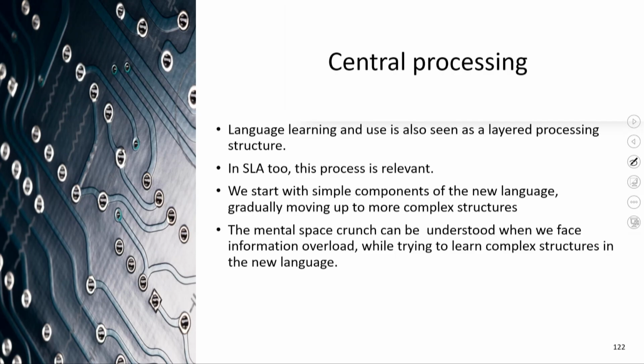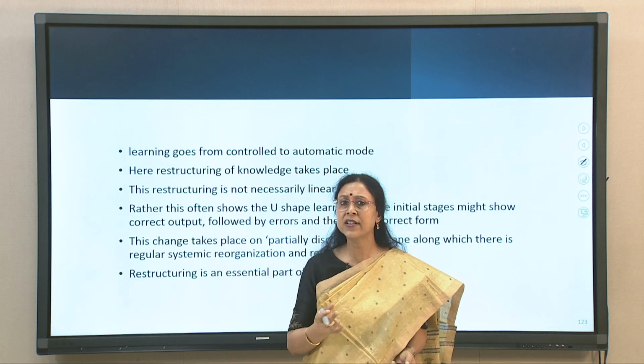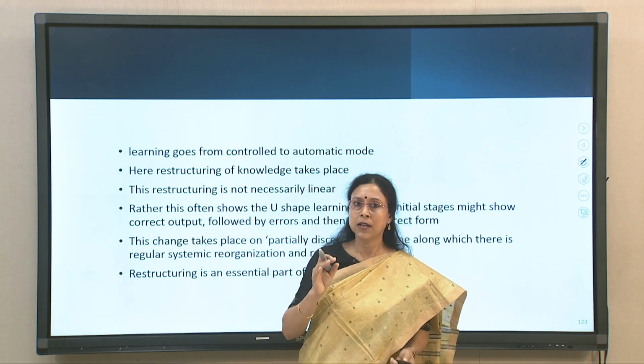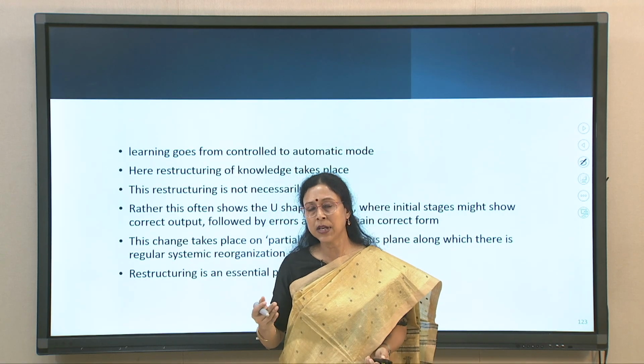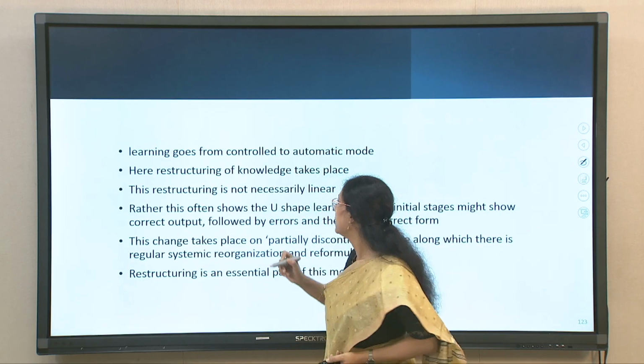So, language learning and use is a layered process. We start with simple components, gradually moving forward, so basically going from control to automatic. Now, one important thing that is part of this IP theory of language acquisition is that there is a restructuring that happens. So, from your initial input, you have created a kind of abstraction of the language, and then as more and more input keeps coming, there is a restructuring of your internal grammar. That is very important in this theory.